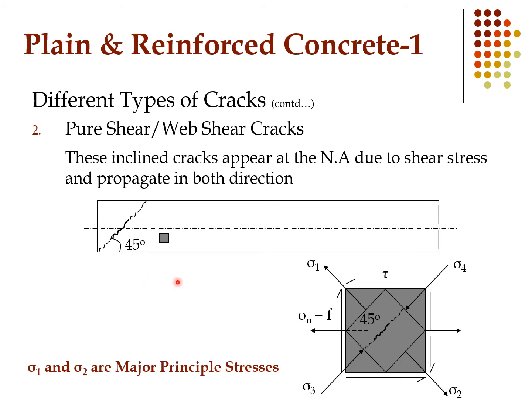The reason is that if we draw a Mohr circle, we know that the angle between the maximum principal stress and shear stress is 90. And we know that if 90 is the angle in the Mohr circle, then on the actual element it will be half. So half of 90 is 45. So these inclined cracks need to be at 45, and this we call pure shear or web shear crack.